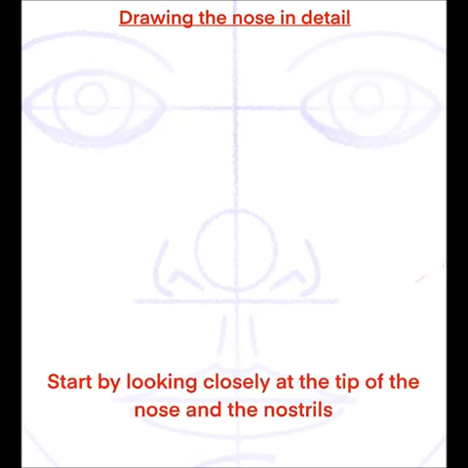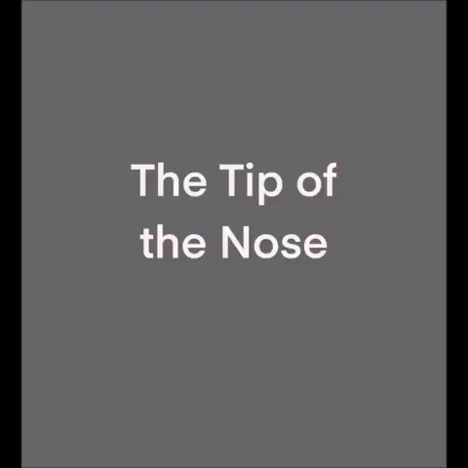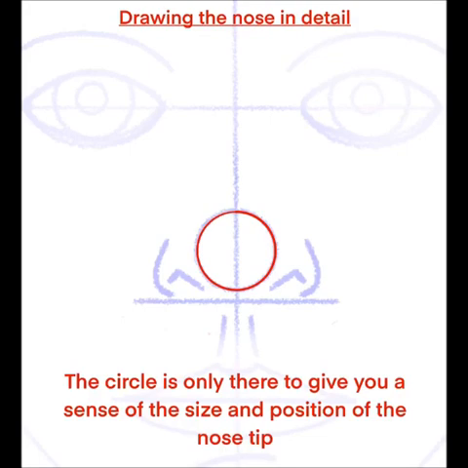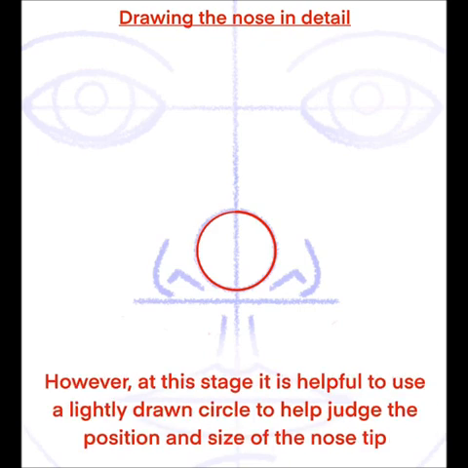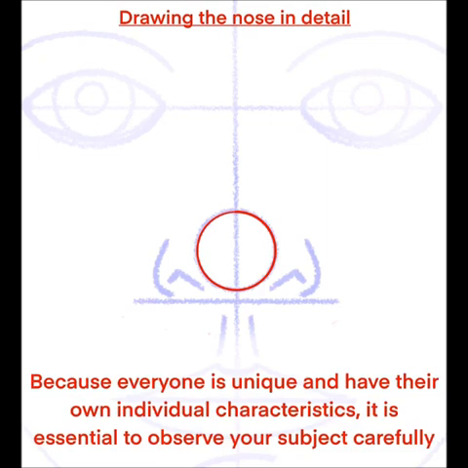Start by looking closely at the tip of the nose and the nostrils. The tip of the nose. The circle is only there to give you a sense of the size and position of the nose tip. In reality, the three-dimensional form of the nose needs to be described through shading and tonal values. However, at this stage it's helpful to use a lightly drawn circle to help judge the position and size of the nose tip. Because everyone is unique and has their own individual characteristics, it is essential to observe your subject carefully.